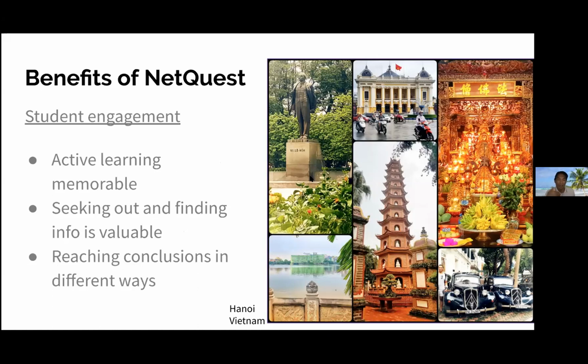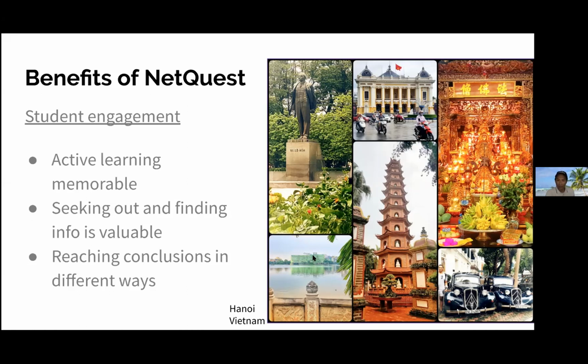What's really good about a NetQuest is student engagement. This is better than a worksheet, of course, because you have them actively looking for things that they're interested in. Their learning tends to be more memorable, and they're seeking something more valuable to them and their topic than something that you might think is valuable, if that makes sense. And of course, they're reaching conclusions in different ways.